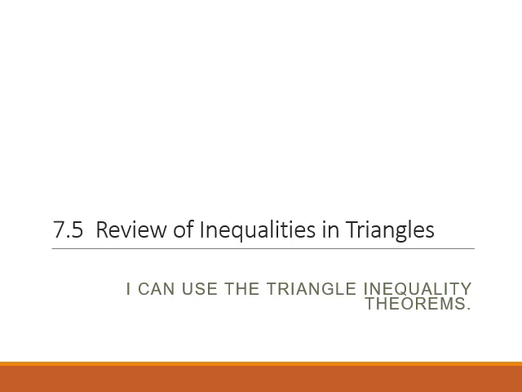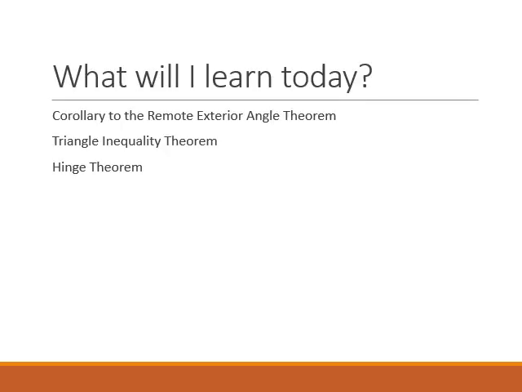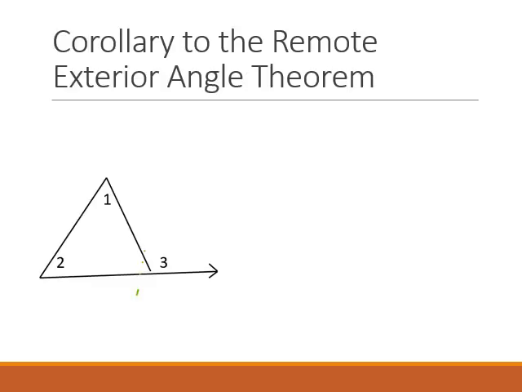All right, so we're going to review our inequalities in triangles because y'all didn't do so well on that on your last test. So I'm going to include it on your next test so everyone will be retaking this objective. So we're going to review the corollary to the remote exterior angle theorem, the triangle inequality theorem, and the Hinge theorem. So remember that the remote exterior angle theorem says that the measure of angle 3 is equal to the measure of angle 1 plus the measure of angle 2.